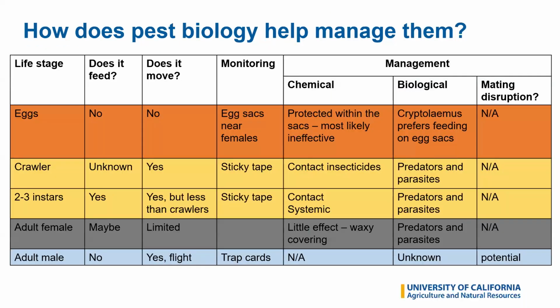So how does knowing about pest biology help manage them? Let's take an example of eggs. Early in the season, the population is mostly overwintering females and eggs present within the egg sacs. Does it feed? No, it doesn't. Does it move? No, it doesn't. How do we monitor for it? We look for egg sacs near females. We look on the trunk. We look between clusters. We look on fruit, on the navel end. That's where they're most likely overwintering.